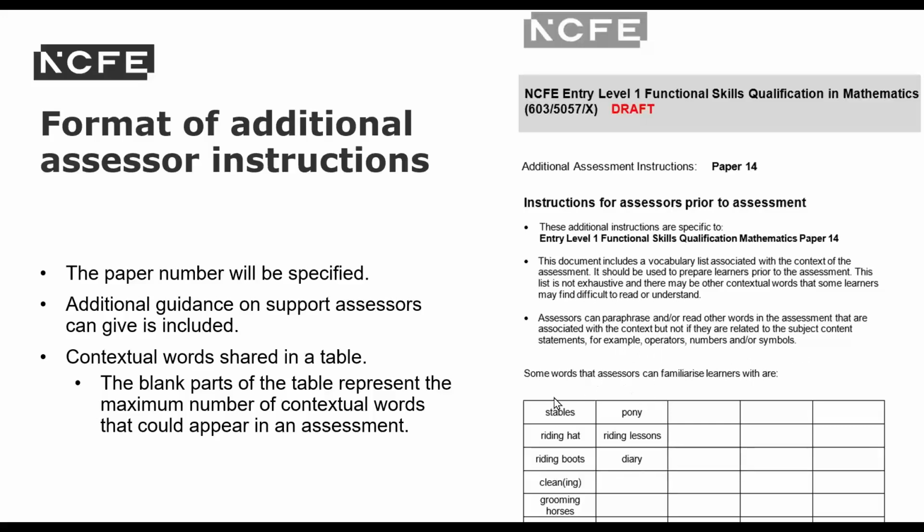And then we get the actual vocabulary list. It's shared in a table. The blank parts of the table represent the maximum number of contextual words that could appear in an assessment, but you'll spot from the other examples that there's nowhere near a full table's worth of contextual words in any of the entry-level assessments. So for this one, it's all about horse riding, so all of the contextual words about horse riding.